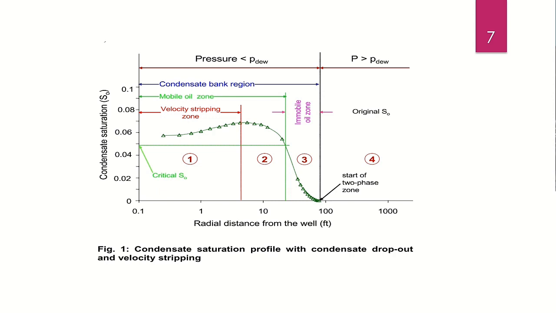The effluent travels as a two-phase fluid with constant composition. In detail, we can say that the condensate deposit as pressure decreases is equal to the flow of condensate towards the well.